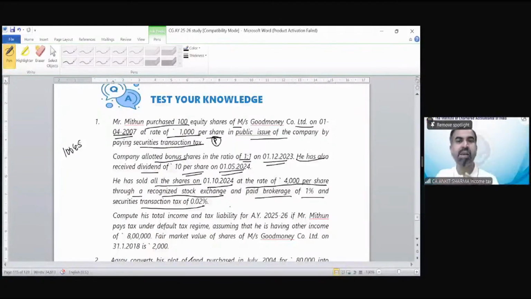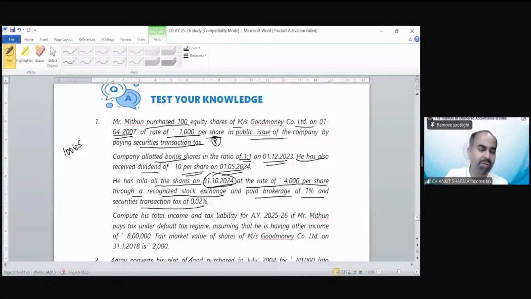So you can see he has transferred normal shares and bonus shares both on 1st October 2024. So indexation concept has gone. And you can see on purchase of these shares and sale of these shares, STT has been paid. So section 112A provision or section 111A provision could be applied. Okay, we will see that.